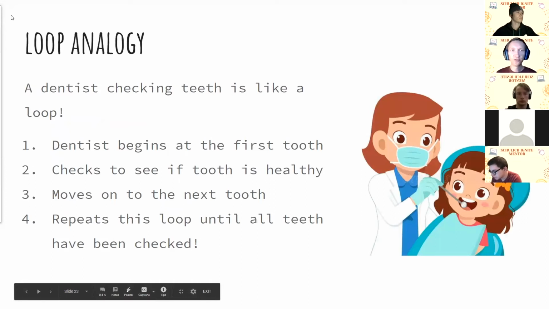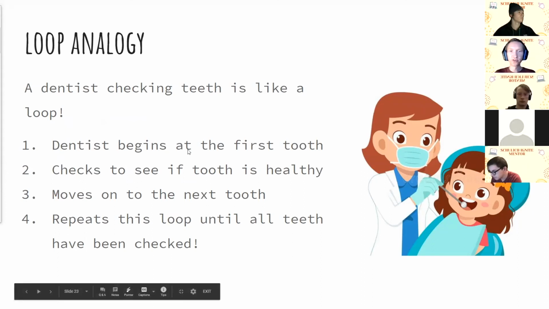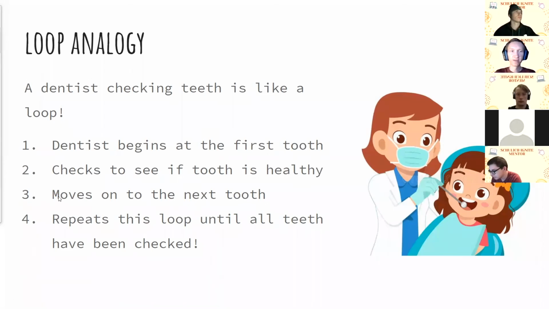So an analogy to explain what the loops are about. If we have a dentist who is checking teeth, this is the loop that they might be following. They'll start at looking at the first tooth. They'll check to see if the tooth is healthy. They'll move on to the next tooth, and they'll keep repeating that loop. So they'll go back to checking the next tooth, check to see if that tooth is healthy, move on to the next tooth, and they'll keep repeating that until they have gone through every tooth and checked that every tooth is healthy.